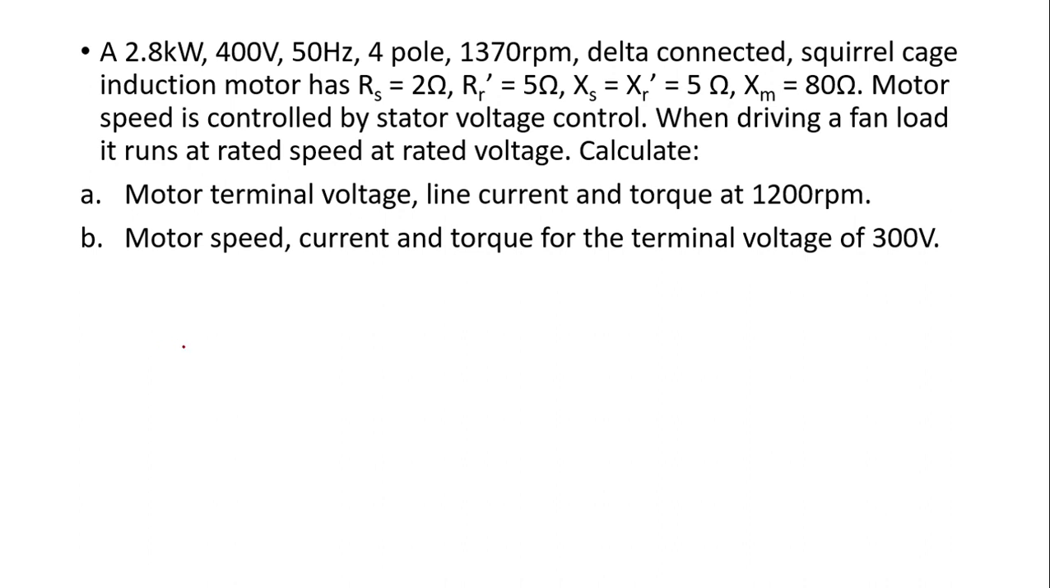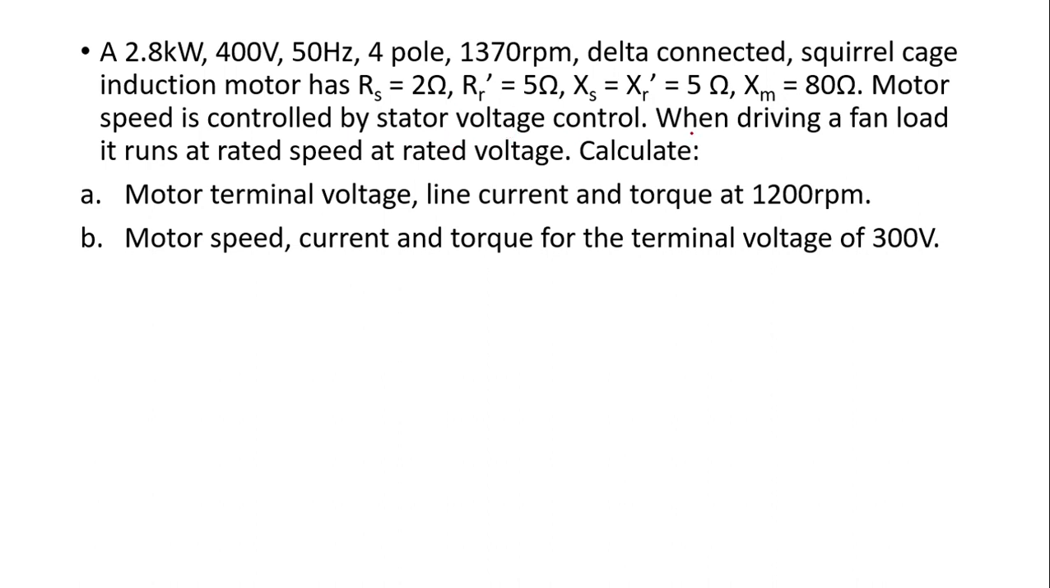Today we are going to deal with a problem related to the stator voltage control of induction motors. So here we have the problem: a 2.8 kilowatt, 400 volt, 50 hertz, 4-pole machine running at a rated speed of 1370 rpm. It's a delta connected squirrel cage induction motor. It has a stator resistance of 2 ohm, rotor resistance 5 ohm, and the stator and rotor reactance are 5 ohm. Magnetizing reactance is 50 ohm, and the motor speed is controlled by stator voltage control.